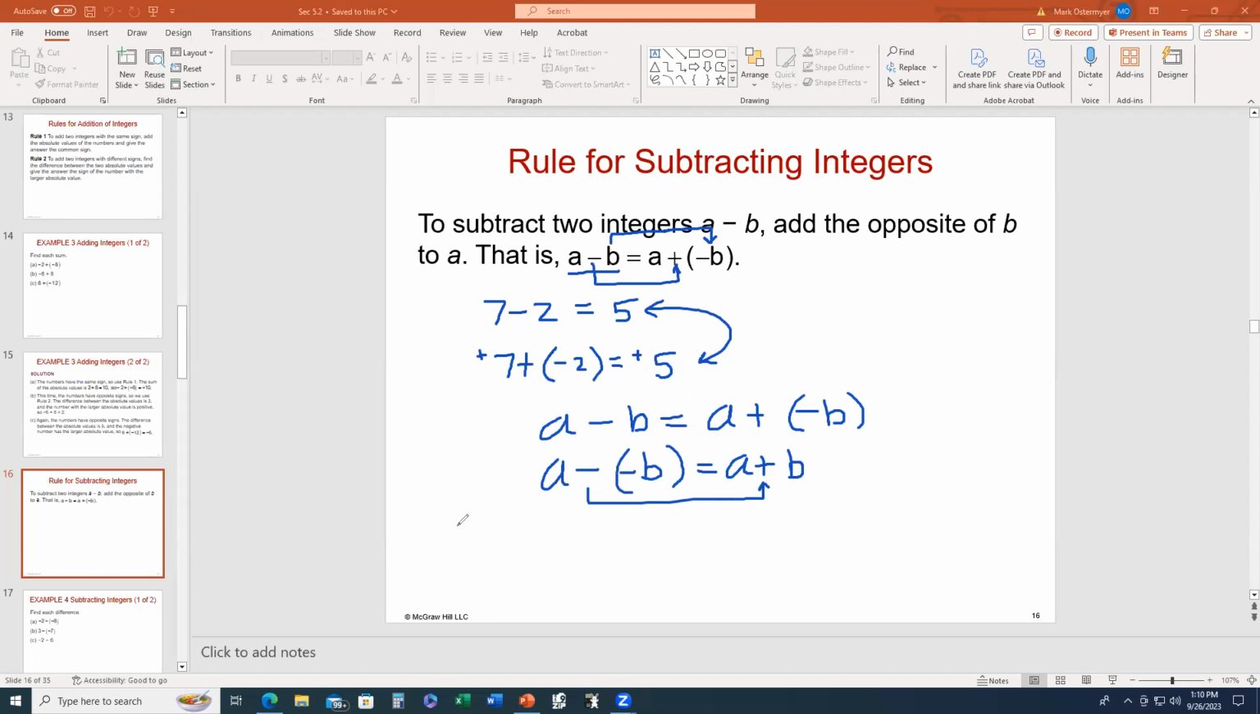Let's have a little bit of fun and try one out. How about 7 subtract 30? Now, I know a kindergartner would not be able to do this number.